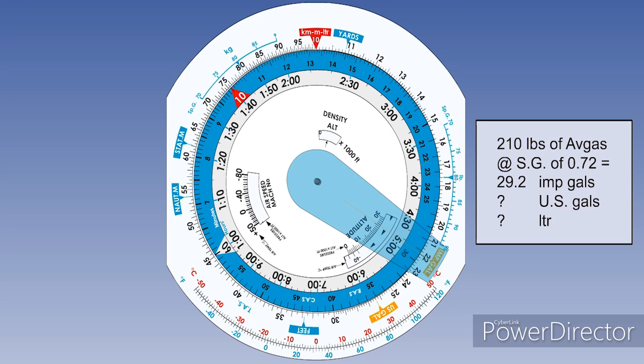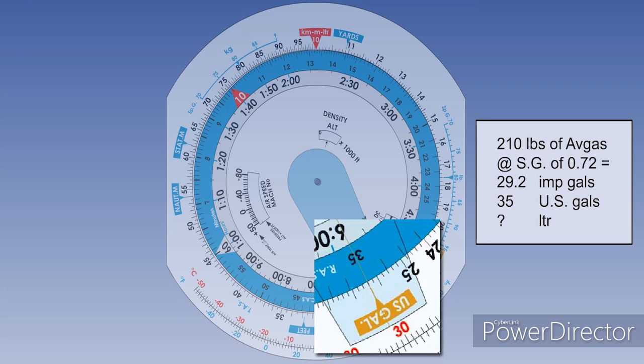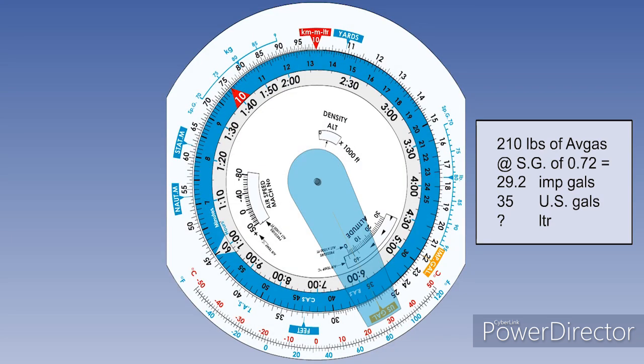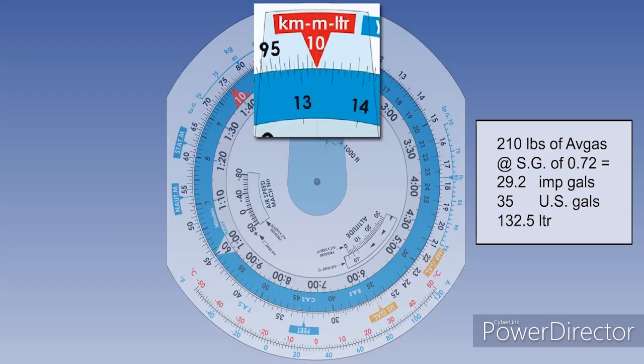Once again not moving the scales, move the cursor over the orange US gal index and read off 35. This means that 210 pounds of gasoline at a specific gravity of 0.72 fills a volume of 35 US gallons. Still keeping the scales very firmly in their relative positions, move the cursor over the red km/m/LTR index on the outer scale and read off 13.25, which, according to our rough answer, means that 210 pounds of gasoline at a specific gravity of 0.72 fills a volume of 132.5 litres.